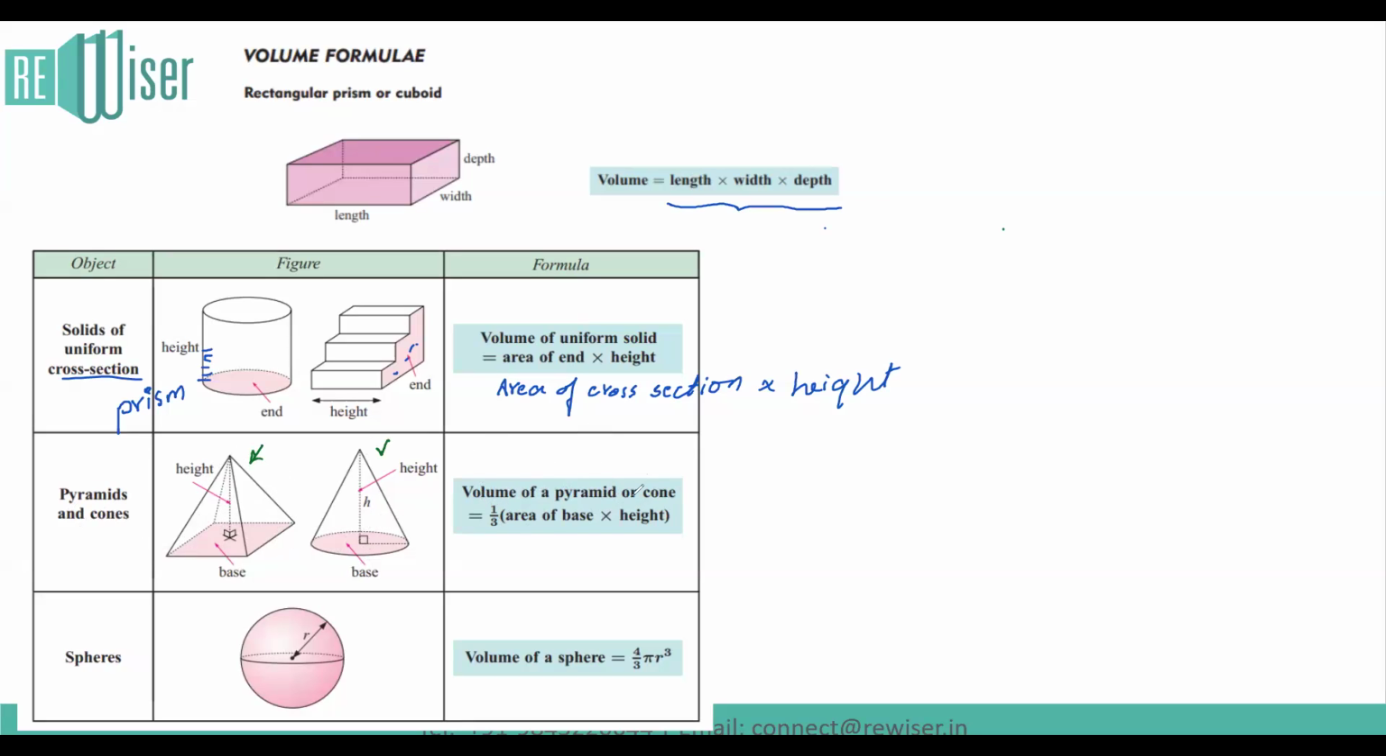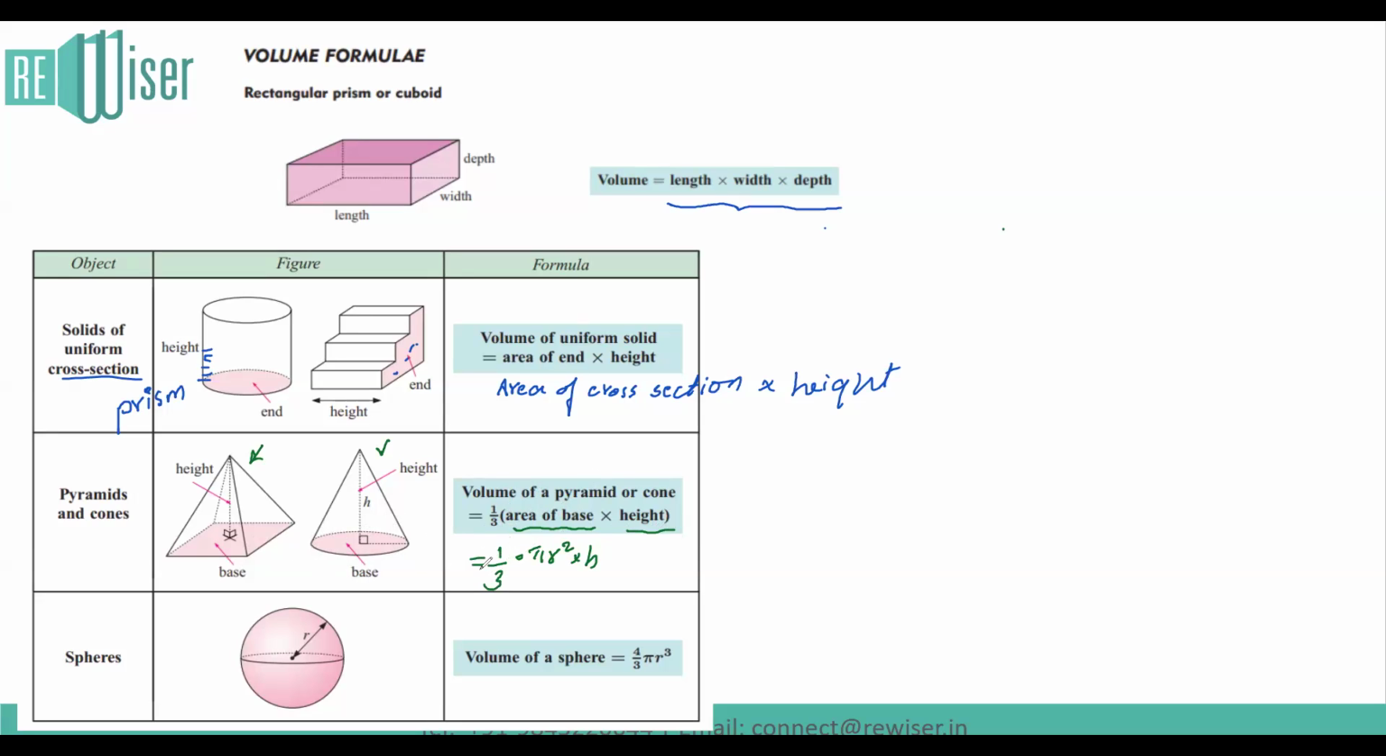In that case, the volume of a pyramid or a cone is going to be 1/3 times area of base times height. If it is a circle, the area of the circle is pi r squared, so 1/3 into pi r squared into h. So the volume of a cone is 1/3 pi r squared h. And next we have the volume of a sphere. The formula is 4/3 pi r cubed.